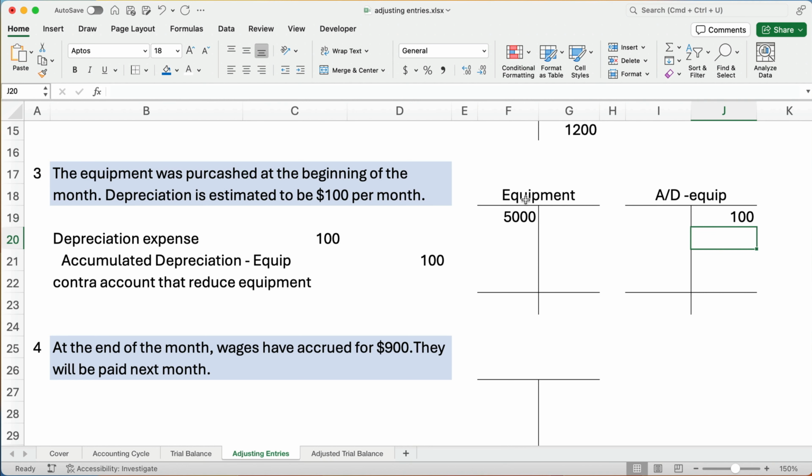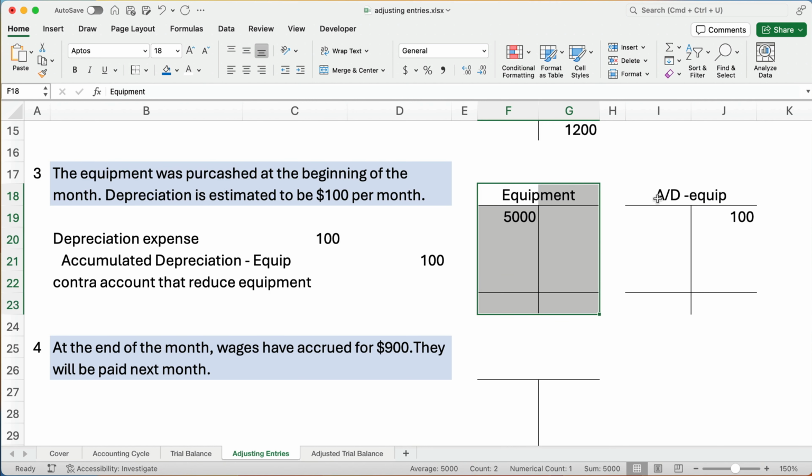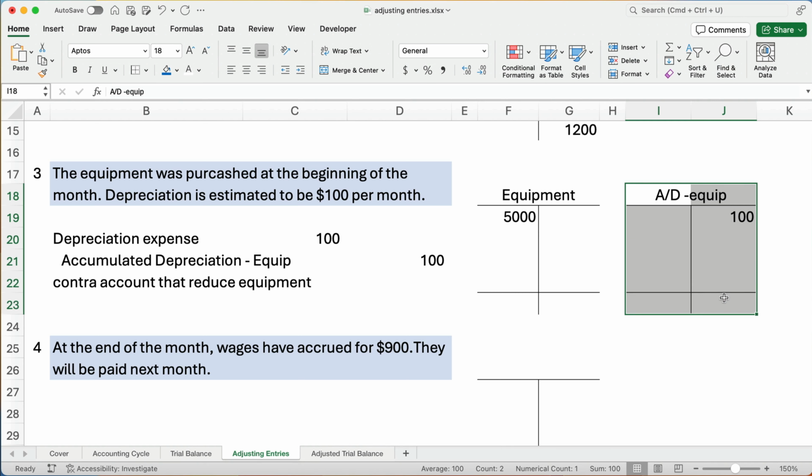So the balance of equipment is 5,000, and the balance of the related accumulated depreciation account is 100. So it's going to show in our books as a net of 5,000 minus 100, or 4,900. We're going to show it that way on the balance sheet. We'll see that in the financial statements on the next video.